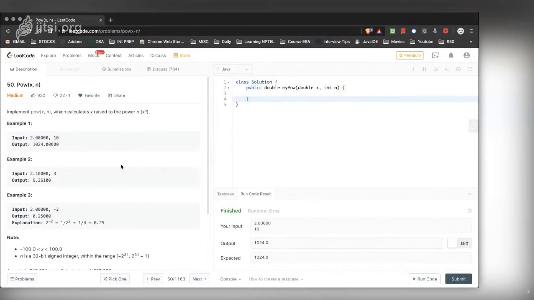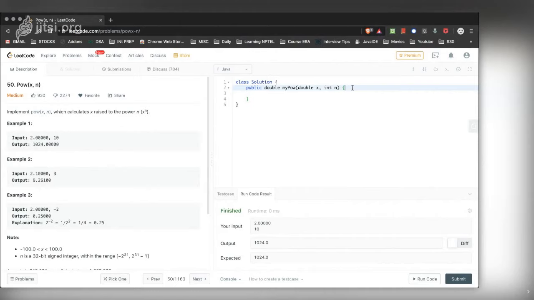Today I'm trying to solve the Leetcode medium problem where we have to find the power of x to the power of n. The problem seems pretty simple, but if we miss the edge cases, then our solution will not be accepted.